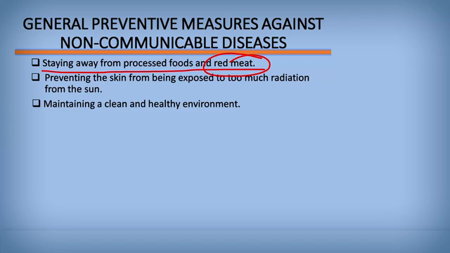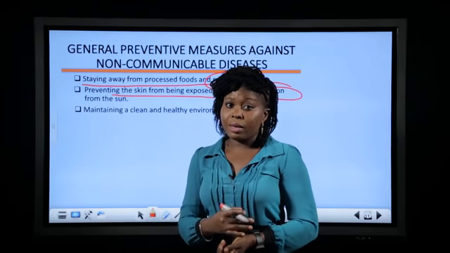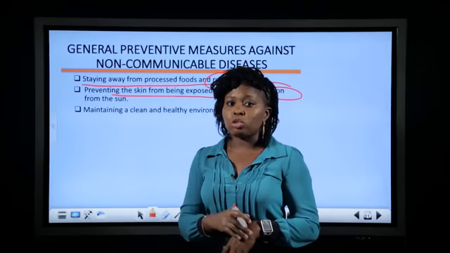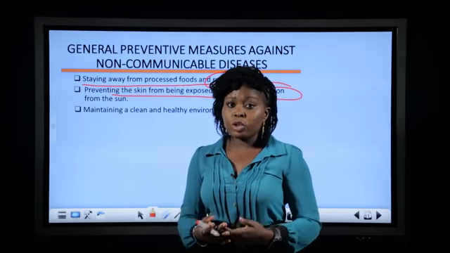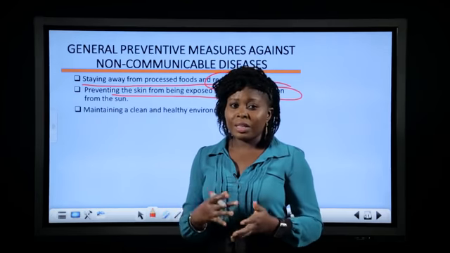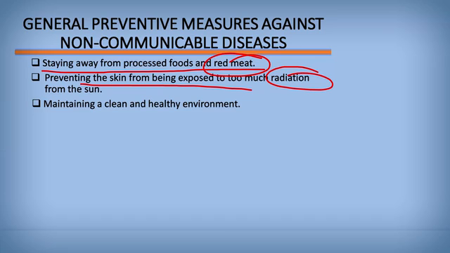Then another thing we can do is prevent the skin from being exposed to too much radiation from the sun. This most especially goes for skin cancer, okay? There is a level of temperature from the sun that is not too good for us. Sun exposure to an extent is good for our bodies, but if it gets over that particular temperature, it becomes a problem. So we must make sure that our skin is not too exposed to too much radiation from the sun. We must not stay so long in the sun.